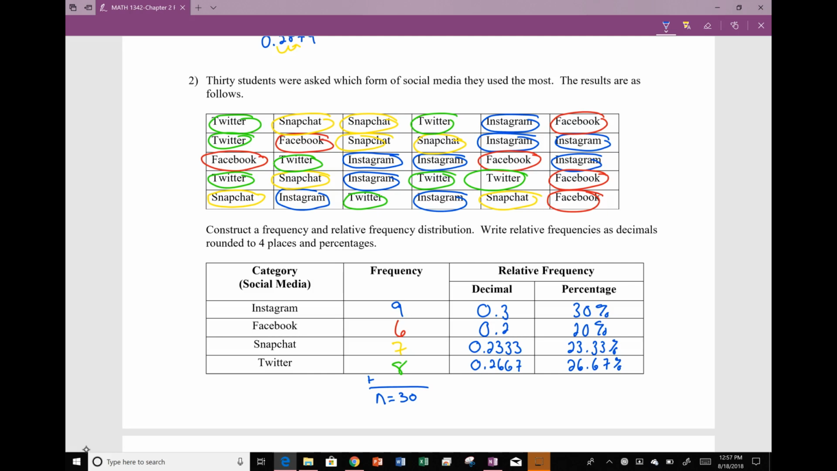So we found the relative frequencies in decimal and percentages for these two problems. So I'd like for you to practice and then let me know if you have any questions.